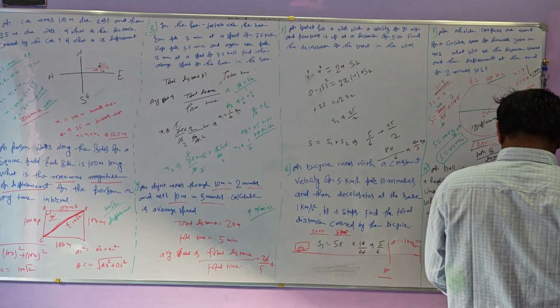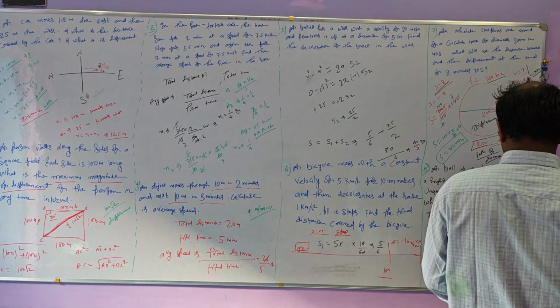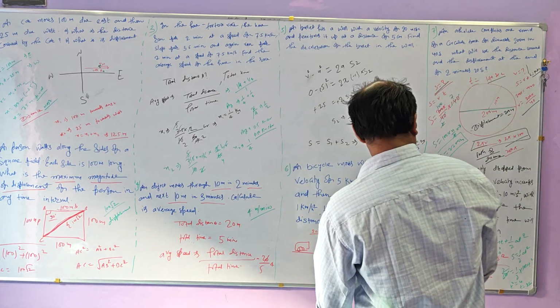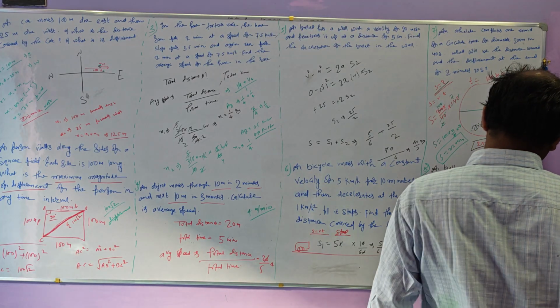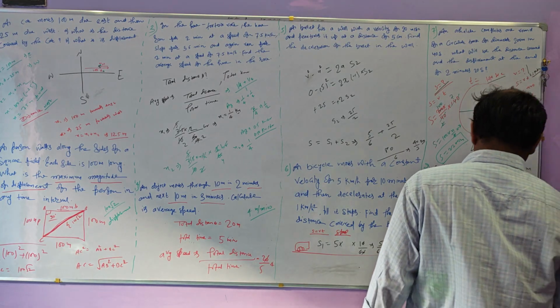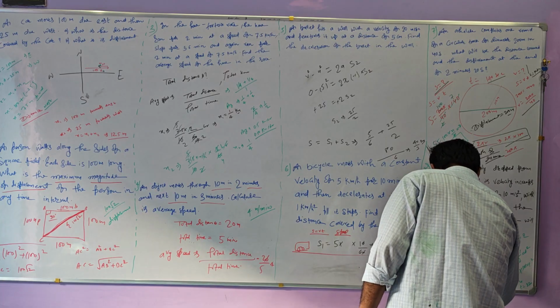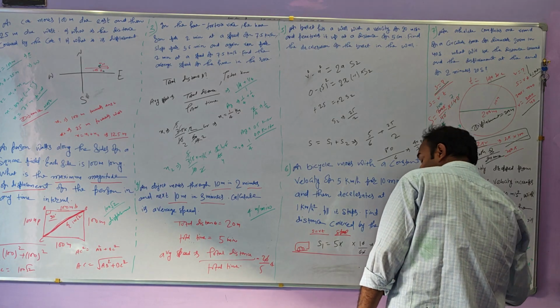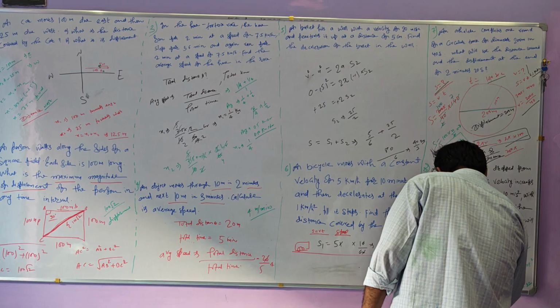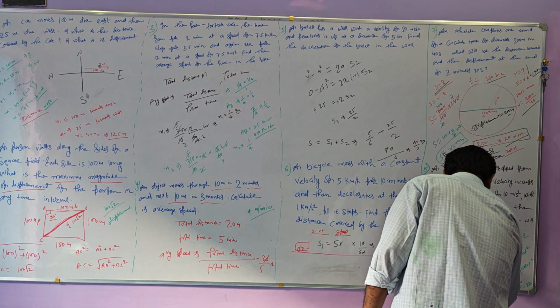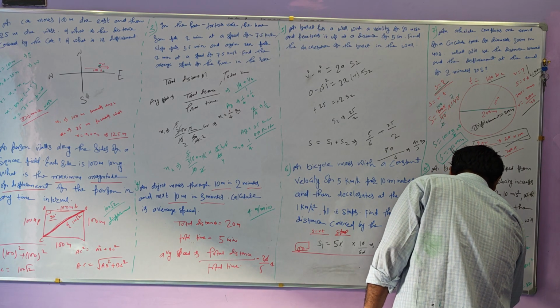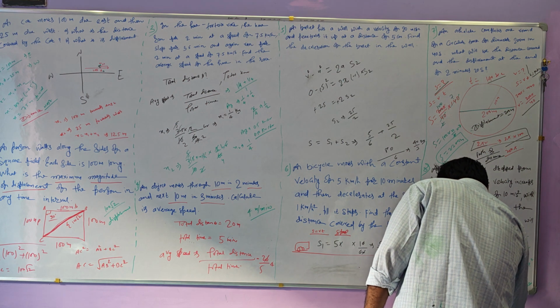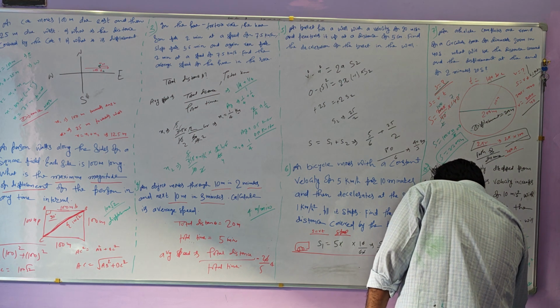Now, what velocity? v is equal to u plus at. Now u is already 0, then 10 into t, t is equal to 2 seconds. So v is equal to 20 meter per second.